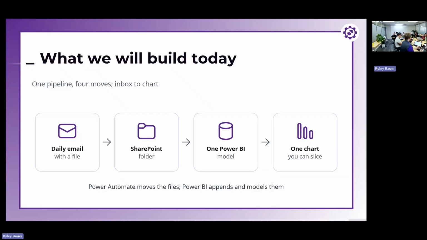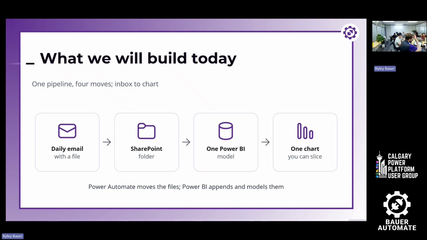So how our journey is going to start here, we have our daily email, and every day we receive that email from the system in the morning, and instead of copying and pasting it, we're going to have it automatically loaded into a folder on SharePoint. We're going to bring it into one Power BI data model, and then we're going to slice and dice that so we can use it in our Power BI report.